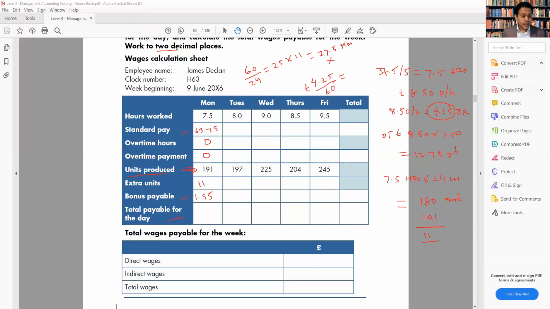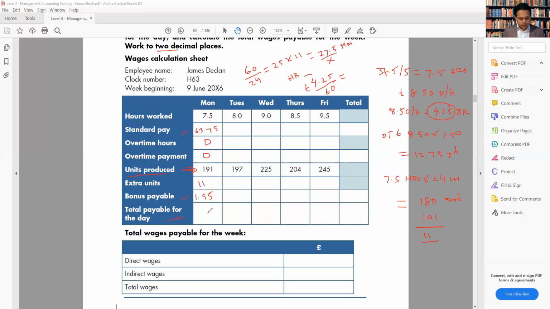How did you get 1.95? So all you need to do, Nazia, is take 4.25, that's for the 1 hour hourly bonus rate. For the 60 minutes, if I divide by 60, that will give me the bonus per minute. And James used 27.5 minutes. So if you multiply by that, the result will give you 1.95.